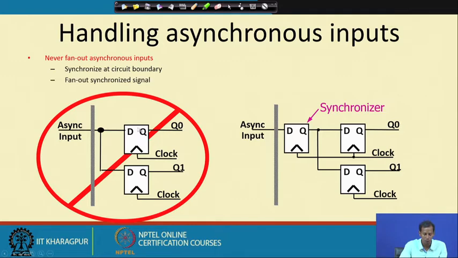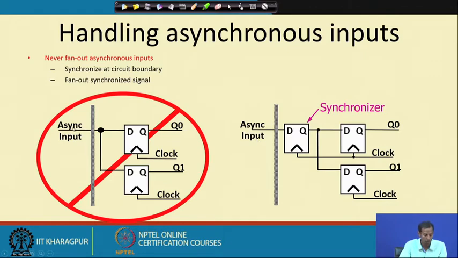So, at that time what do we have to use? We have to use a synchronizer. A synchronizer means you put in another D flip-flop, and then that particular output will be connected to the other two flip-flops which are connected over here.